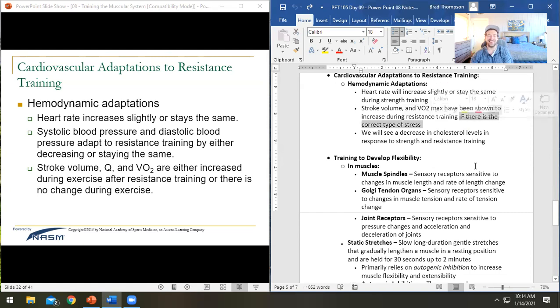I think I put that in there. If it's the correct type of stress, you can see the capital is definitely like me. Yeah, if you're not actually getting your heart rate elevated a little bit during your strength training, it's not going to have big adaptations for your cardiovascular system. But it'll have a little bit, you know.